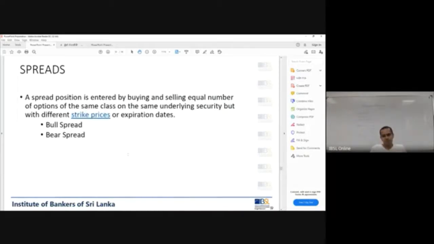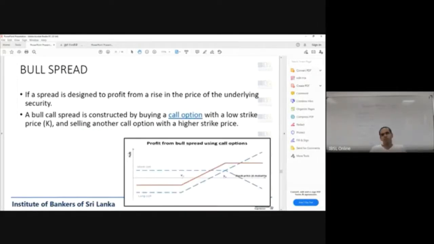Spreads. A spread is a position entered by buying and selling an equal number of options of the same class on the same underlying security, but with different strike prices or expiry dates. There are two kinds of spread: bull spread and bear spread. A bull spread will make you money if the market is going up. It is a spread defined to profit from a rise in the price of the underlying security.